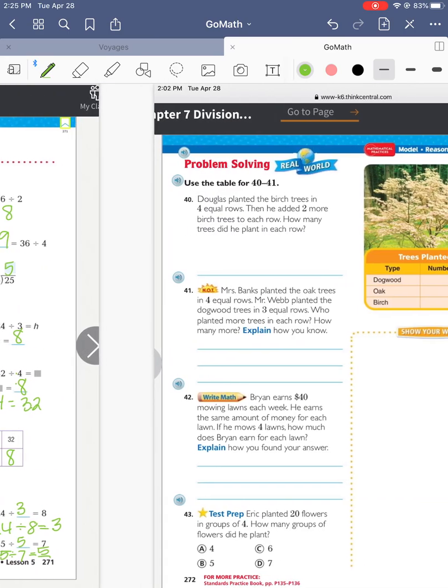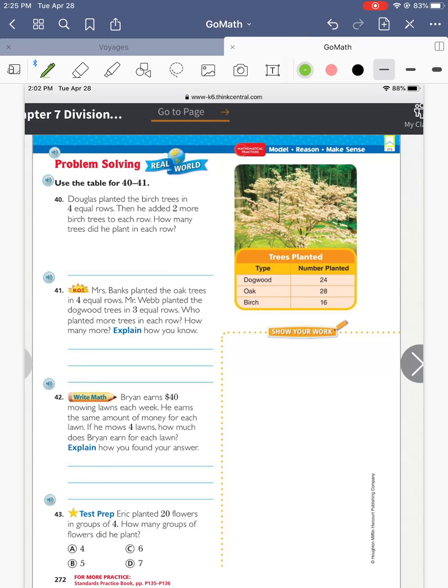And then we can go to the last page, which is the word problems. So the first one says, use the table for numbers 40 through 41. So we have a table over here. We need to look at that to help answer the first two word problems. So number 40 says Douglas planted the birch trees in 4 equal rows. Then he added 2 more birch trees in each row. How many trees did he plant in each row?